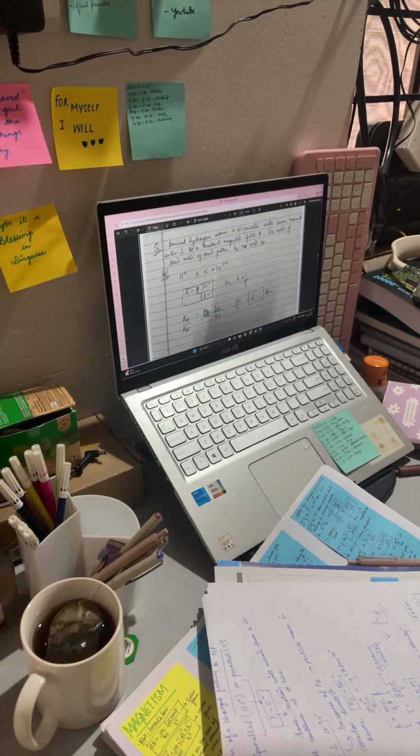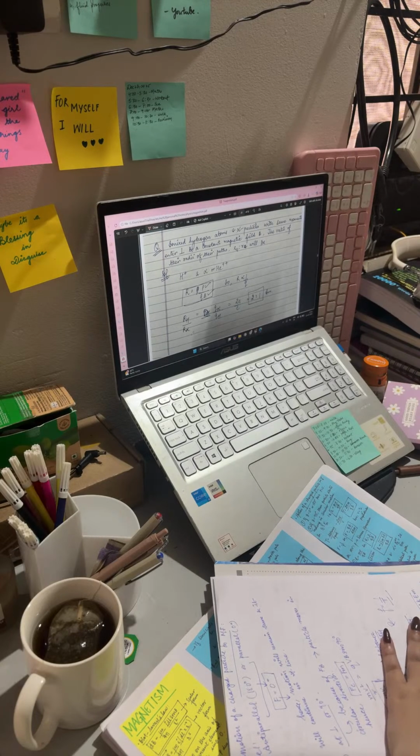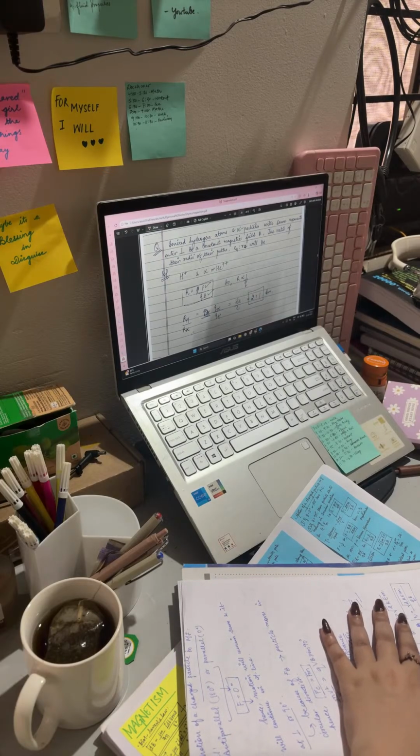Ionized hydrogen atom, that is H positive, and alpha particle, which is helium 2 positive. They both enter perpendicular to a constant magnetic field. What is the ratio of the radii of their paths?